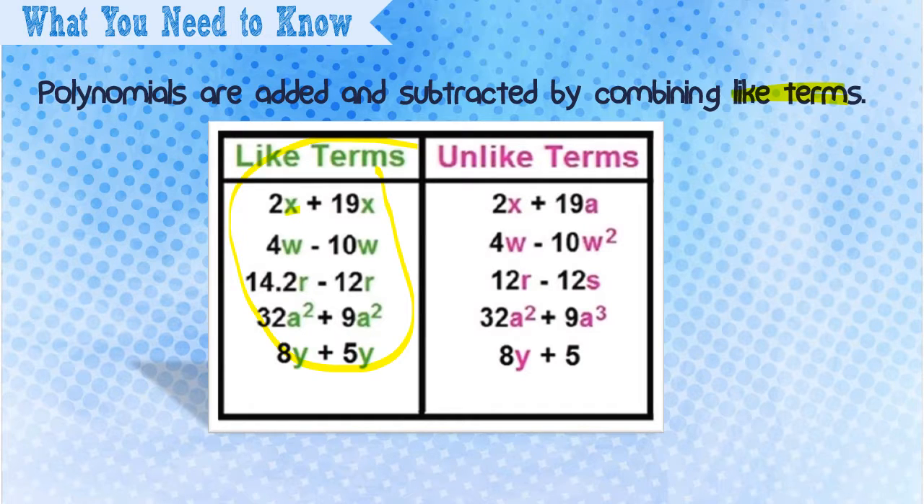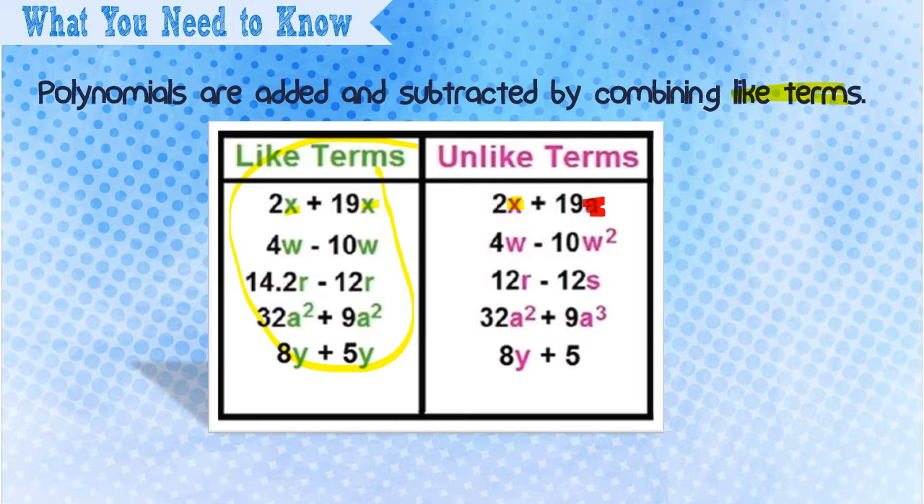Notice that my variable parts are all the same. So here I have 2 x's and here I have 19 x's. So I can add all of the x's together. I'd have a total of 21 x's. Whereas on the other side, the unlike terms, I have 2 x's, but then I have 2 a's. Well, I can't add x's to a's.